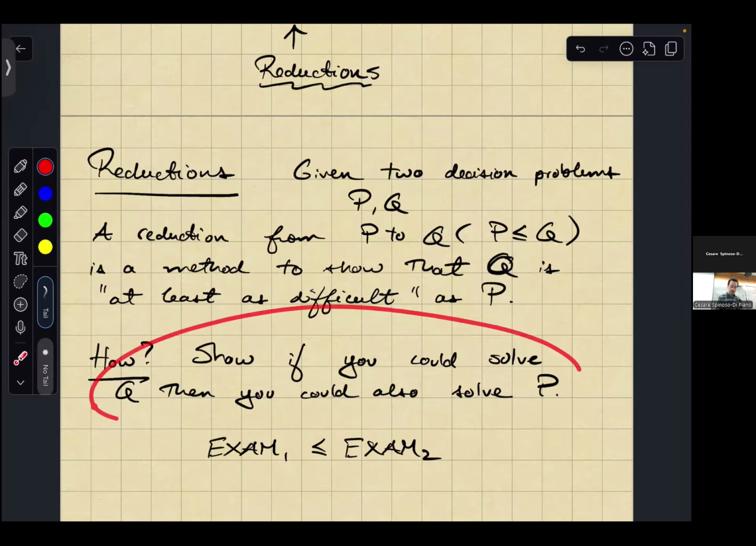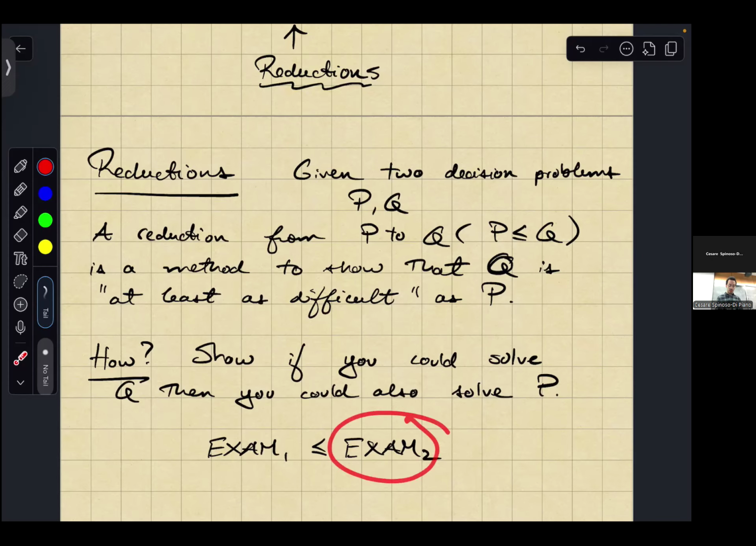But how do you show this using this intuition? Well, you just say, if I had the answer key for exam 2, then I could definitely solve exam 1 because all the questions in exam 1 are contained in the answer key of exam 2, right? Plus some other stuff. So this is the general idea of reduction: if I have the answer key for this, then I want to show that I can use it to solve this, right? This is the general process.